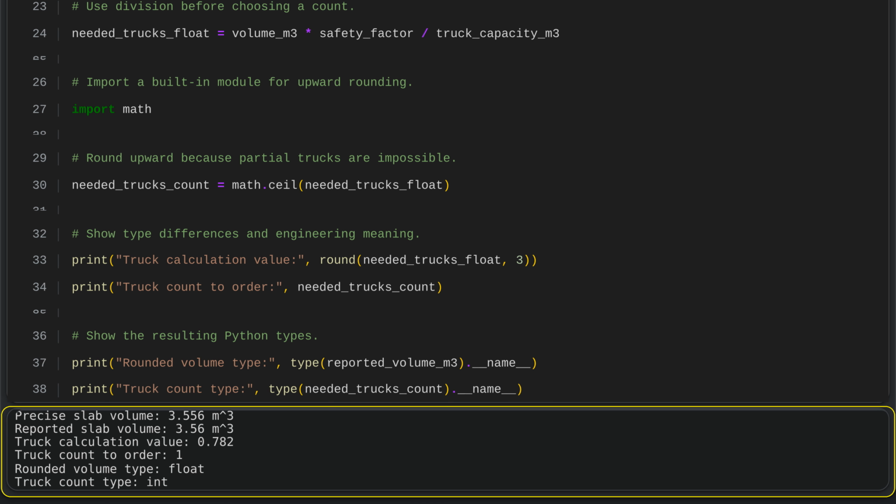This script calculates a concrete slab's volume and uses the precise value to estimate how many trucks are needed, including a safety margin. It rounds the volume to 2 decimal places for reporting, but rounds the truck requirement up to a whole number because partial trucks cannot be used. It then prints the volumes, truck estimates, final truck count, and data types, showing how precise calculations can be combined with clear, practical output.